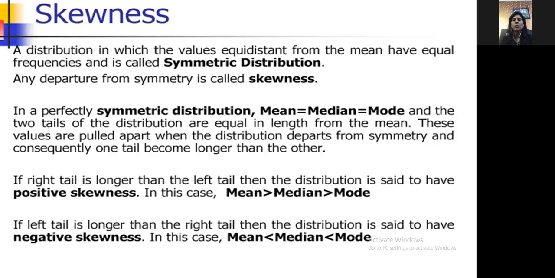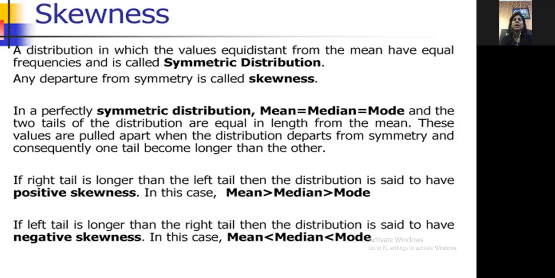So skewness occurs when this symmetric distribution changes its form. That means some departure in the symmetry of the distribution occurs. That shows you the asymmetry, and that is called skewness. So skewness can be understood as the departure in the symmetry. And how do we name this departure in the symmetry, how do we categorize this skewness?